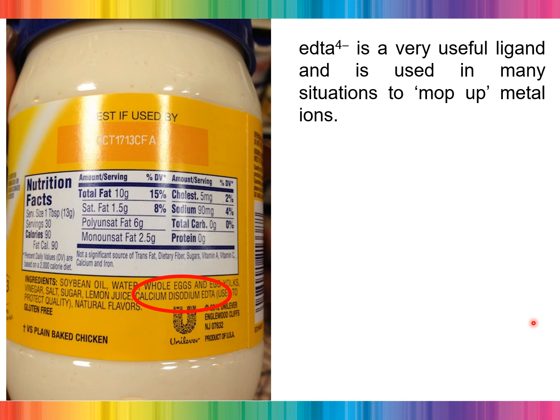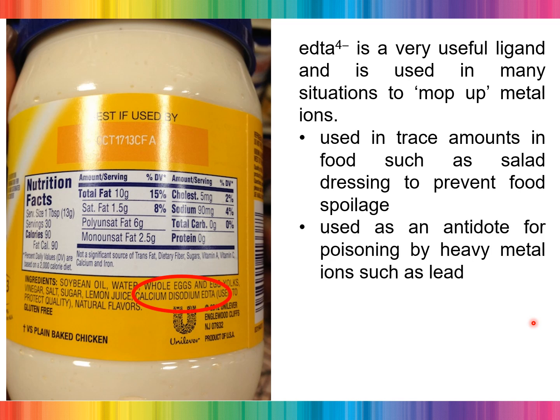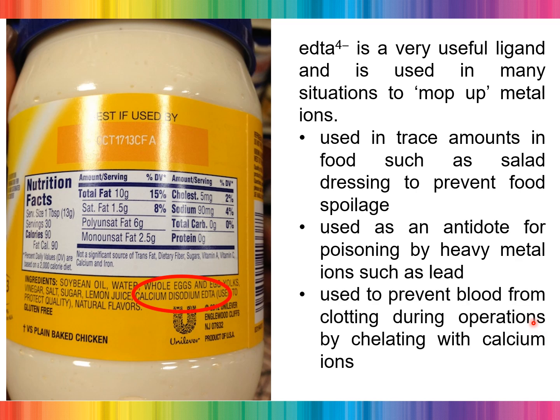So EDTA 4 minus is a useful ligand. It's used in many situations to mop up metal ions, such as in salad dressing to prevent food spoilage. It's also used as an antidote, like what I mentioned just now, for heavy metal ions, and to help prevent blood from clotting during operations by chelating with calcium ions. So EDTA is a very, very useful ligand here in society.